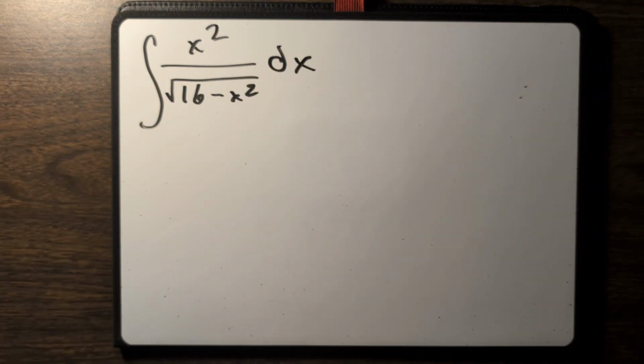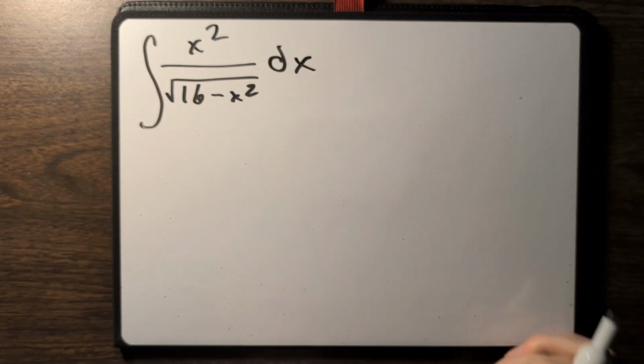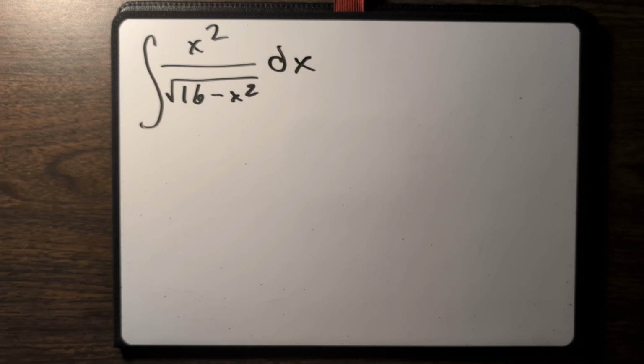Let's try this. So we have x squared, and we have 16 minus x squared in the denominator. We can't really apply u sub here because it wouldn't really help us. So we have to apply a technique known as trig sub.